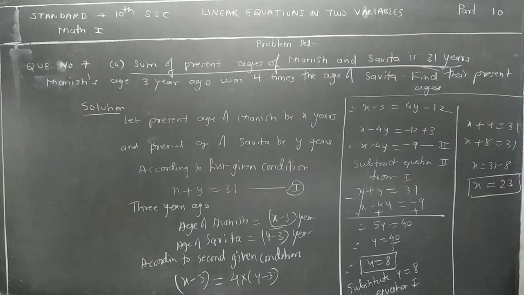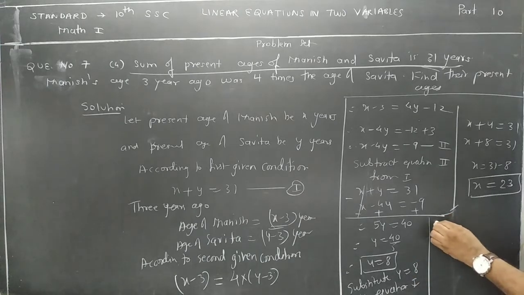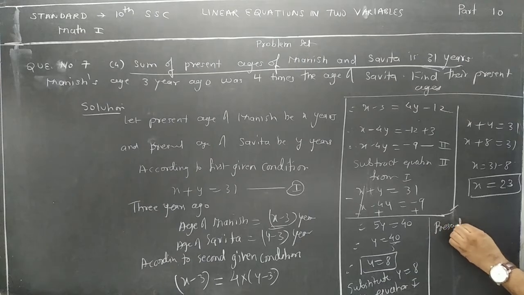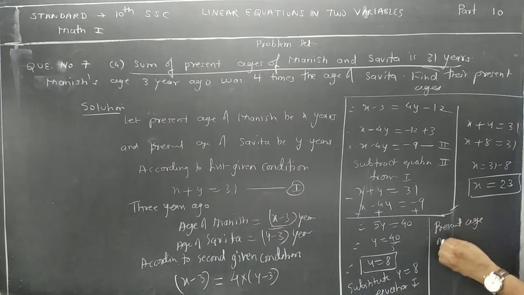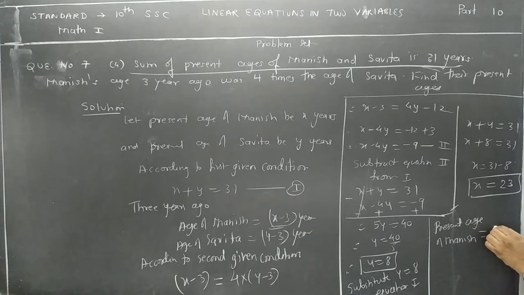So this x was the age of Manish and y is the age of Savita. So present age of Manish is equal to 23 years and present age of Savita is 8 years. So by that way we have to solve this.